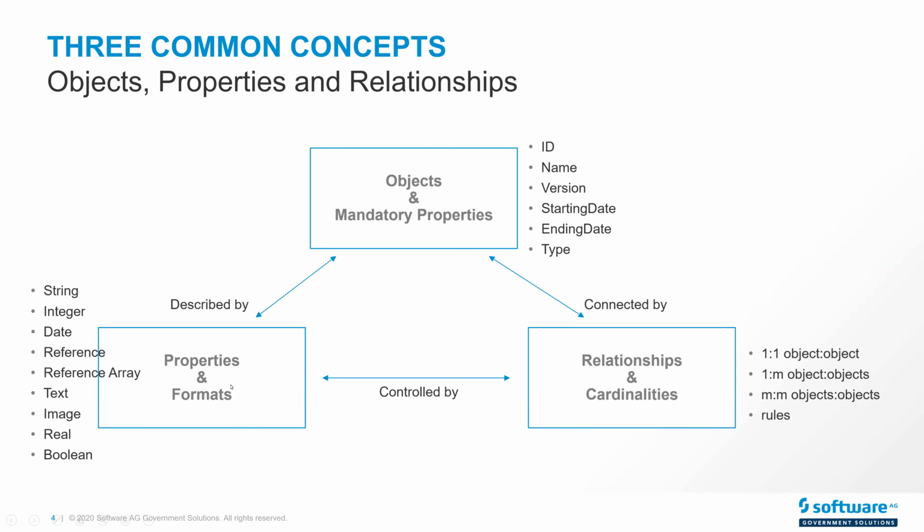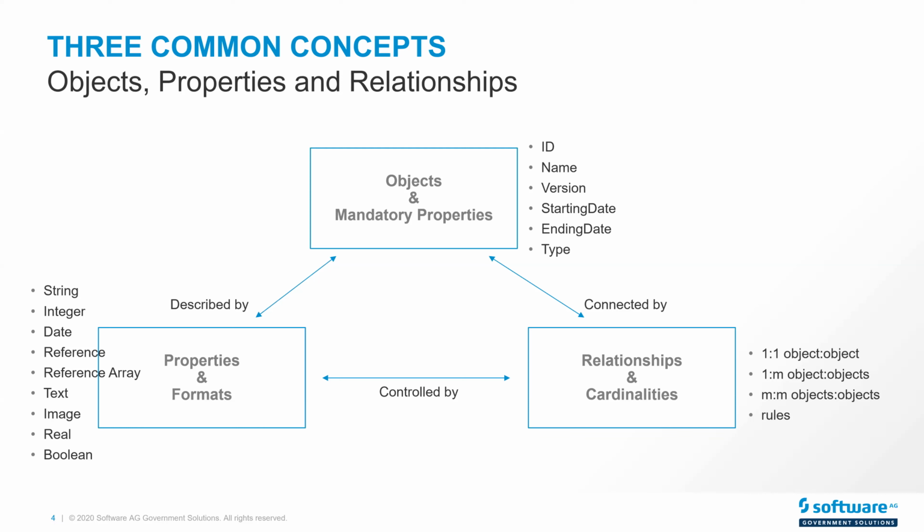Now, we look at these properties and formats, and then we go to the right, and we see that the objects are connected by relationships, and those relationships have cardinalities attached to them. So we typically see one object connected to another object, or a one-to-one relationship. We see a one-to-many relationship, and we see many-to-many relationships, or objects connected to a lot of objects. And then there are rules that guide those relationship properties as well.